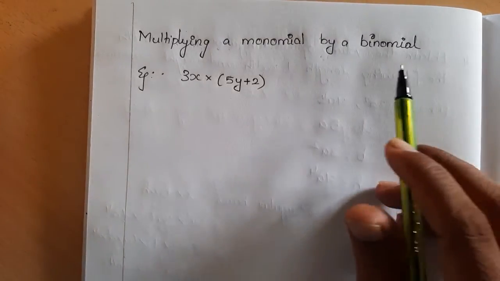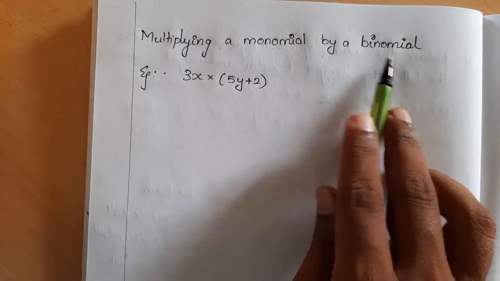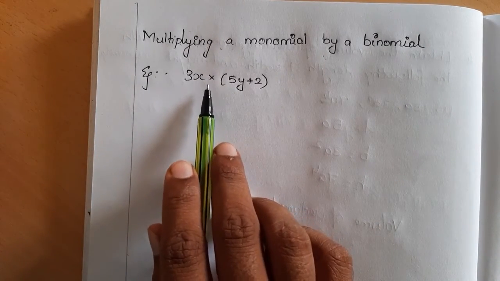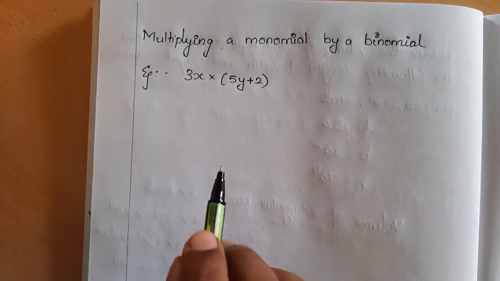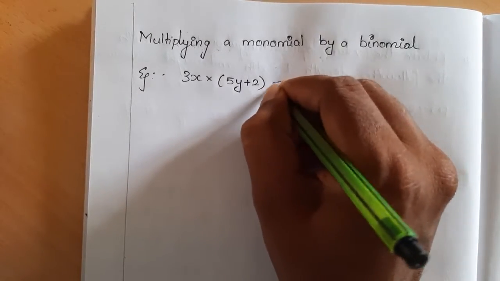Hi students, today we are going to learn about multiplying a monomial by a binomial. So here is an example. You can see the 3x is a monomial and it's multiplied with 5y plus 2. It's a binomial, right? And this you have to multiply.